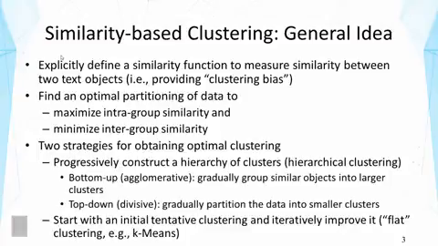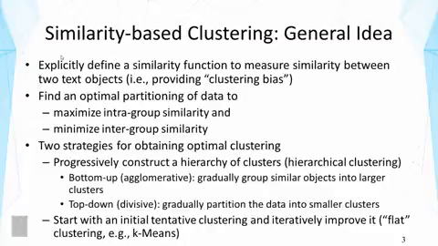So one is bottom-up, that can be called agglomerative, where we gradually group similar objects into larger and larger clusters until we group everything together. The other is top-down or divisive. In this case, we gradually partition the whole data set into smaller and smaller clusters. The other general strategy is to start with the initial tentative clustering and then iteratively improve it. And this often leads to a flat clustering.